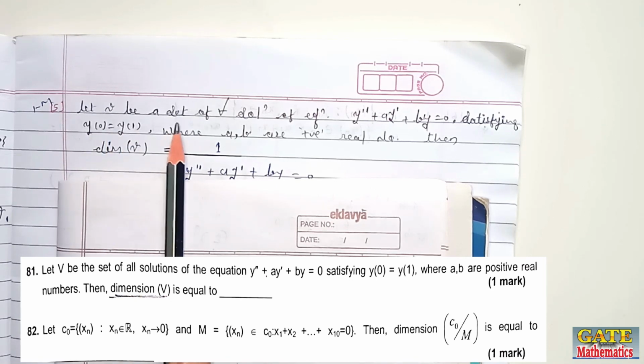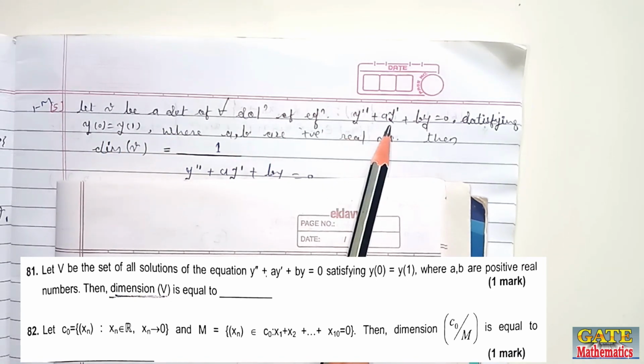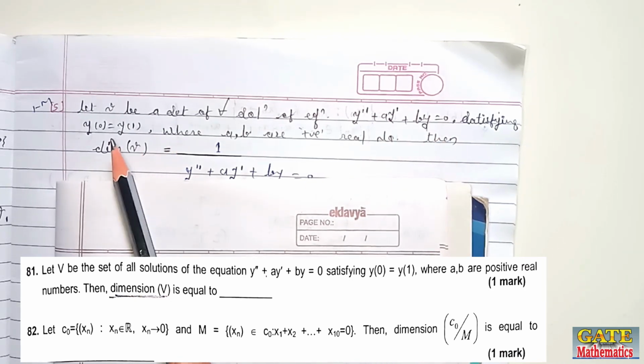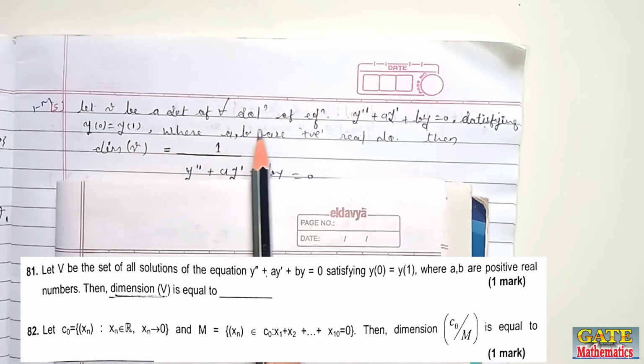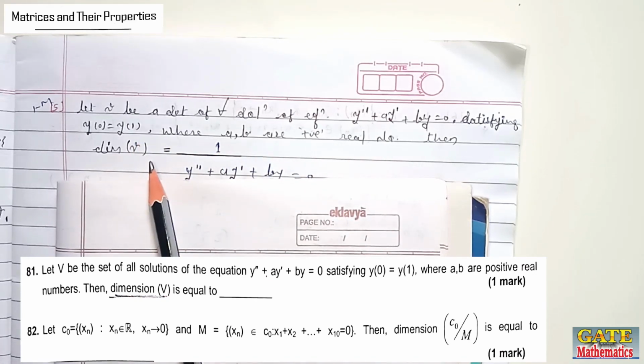We are given that V is the set of all solutions of the equation y'' + ay' + by = 0, satisfying y(0) = y(1), where a and b are positive real numbers. Then we want the dimension of V.